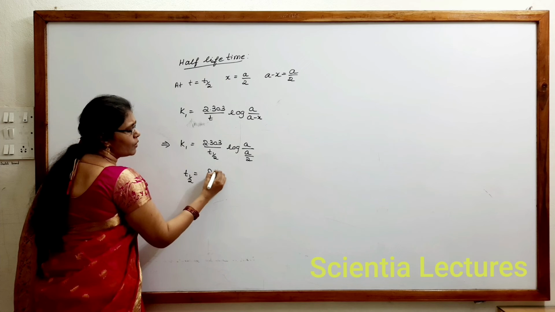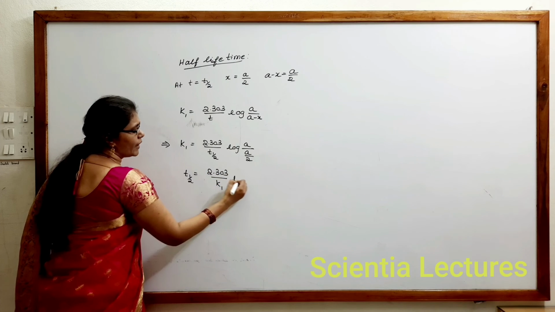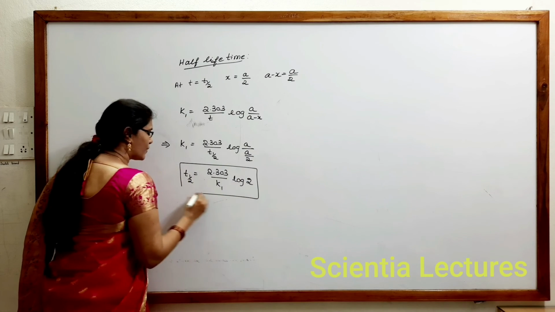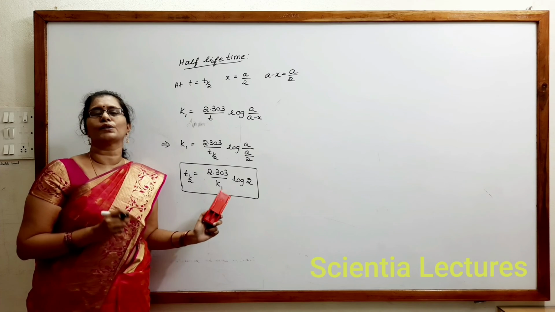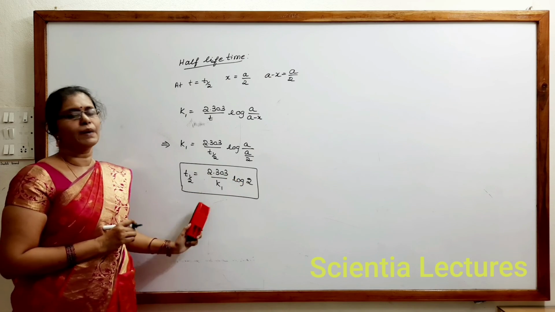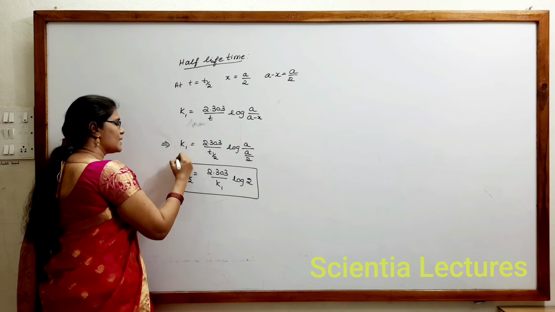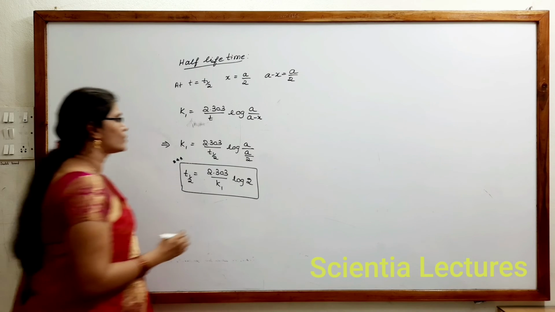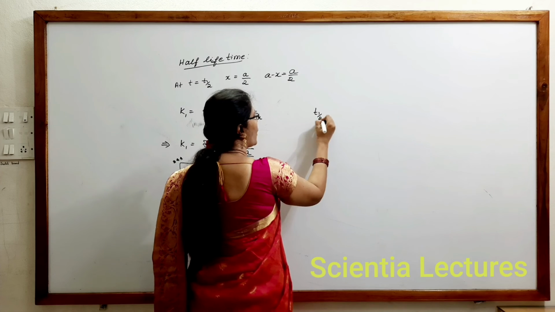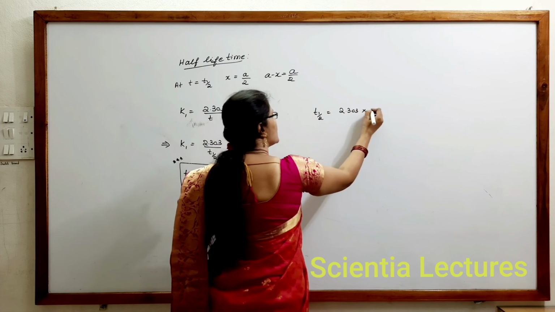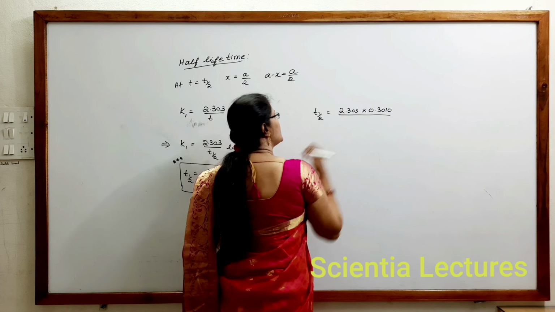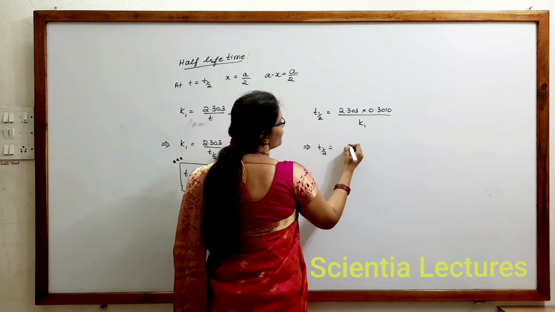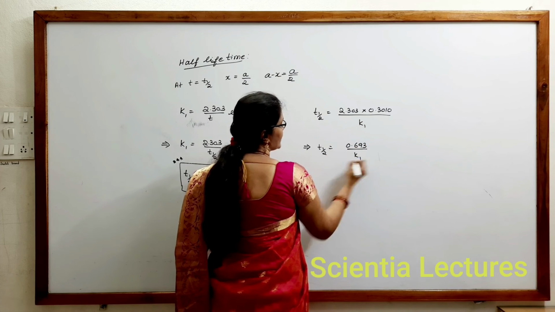So you will get T half equal to 2.303 by K1 log of A by A by 2, A gets cancelled, log 2. So what is T half of your first order reaction? 2.303 by K1 log 2. Remember this, later on we need to use this in many problems. What is the log 2 value? 0.3010. So T half must be equal to, if you multiply this, 0.693 by K1.